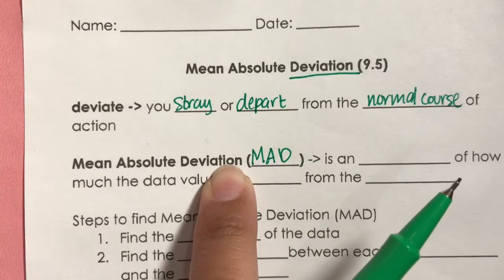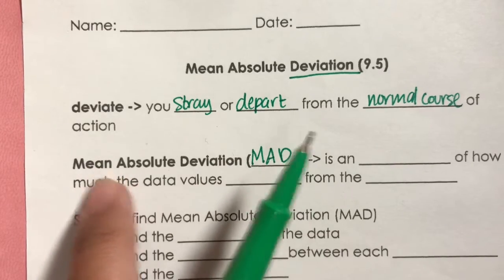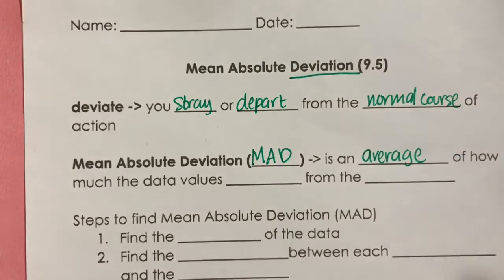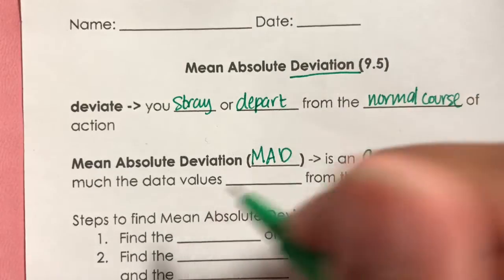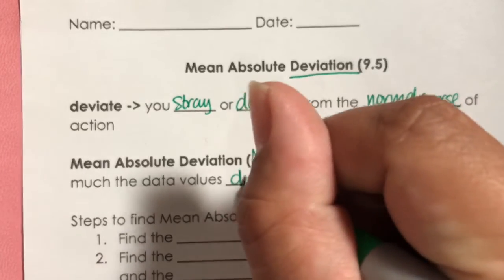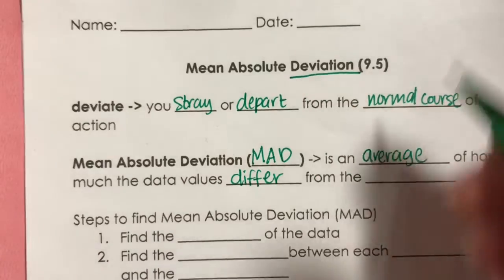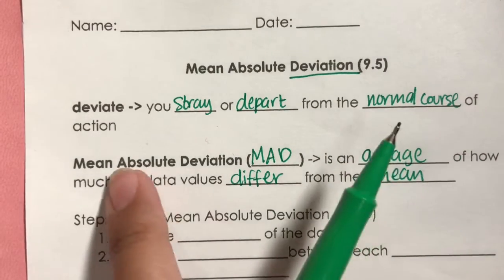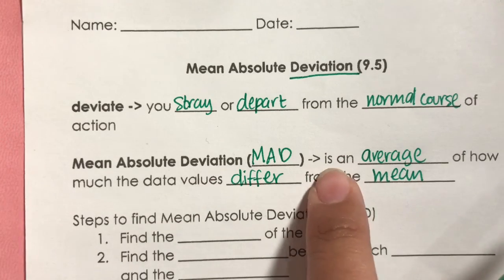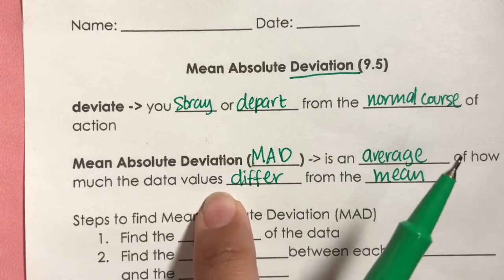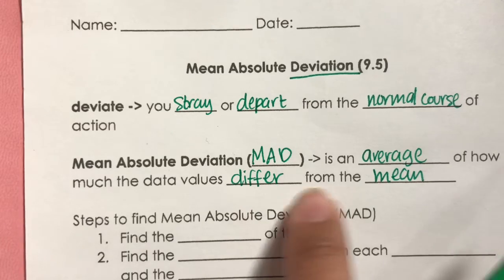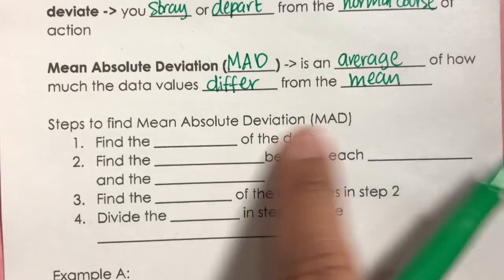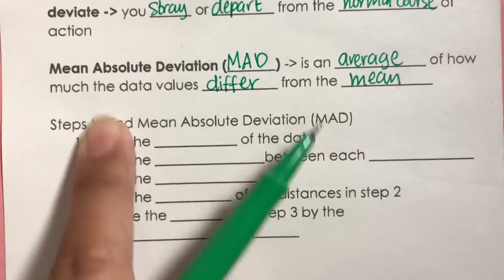So the mean absolute deviation. We already know what mean is. Mean is the average. So it is an average of how much the data values differ, and that's where we get our deviation, from the mean. Okay, I'm going to repeat that again. The mean absolute deviation, or MAD, is an average of how much the data values differ or deviate away from the mean.